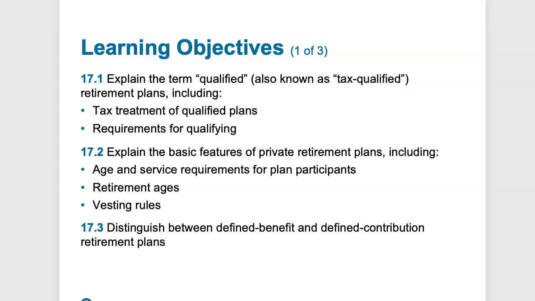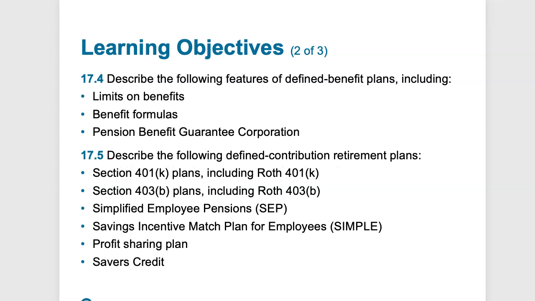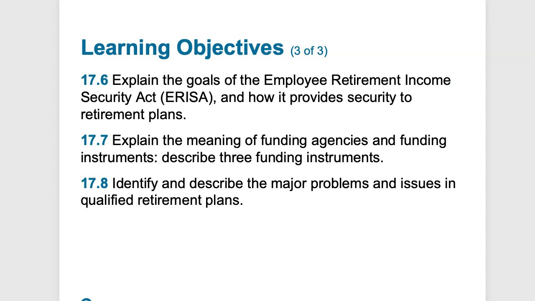Some of our learning objectives are we're going to talk about the tax qualified plans. We're going to explain what a private retirement plan is, what a pension is, retirement ages. We're going to look at defined benefit and defined contribution retirement plans. We're going to talk about the features of the defined benefit plan, as well as describing the defined contribution retirement plans. And we're also going to talk about early retirement. We're going to talk about the Employee Retirement Securities Act.